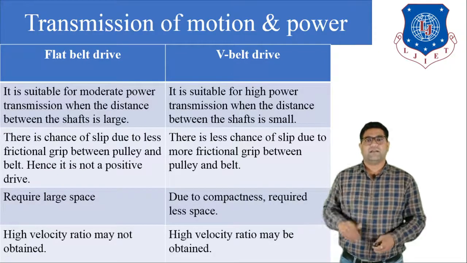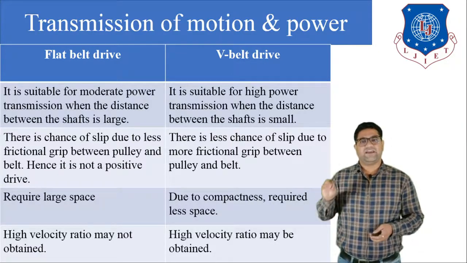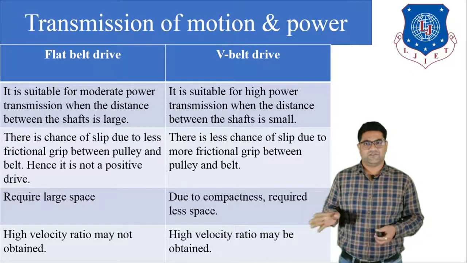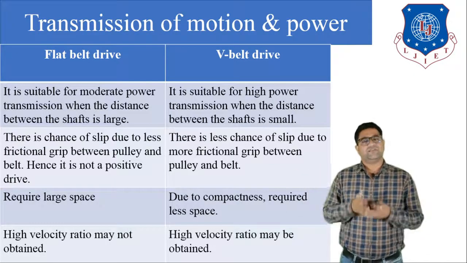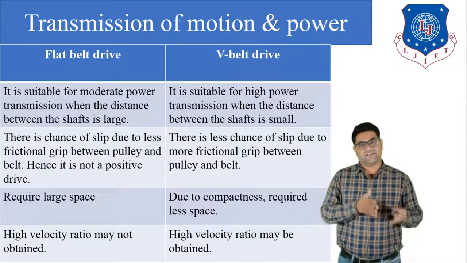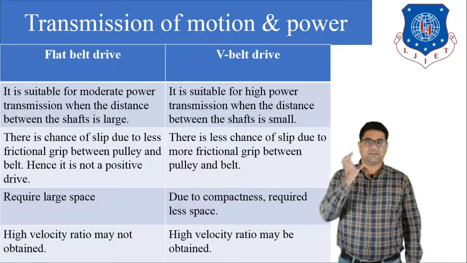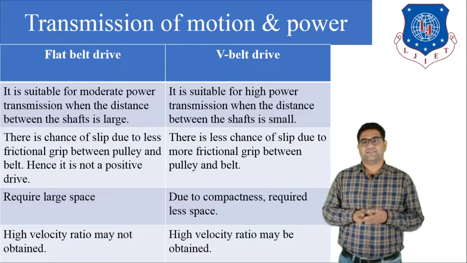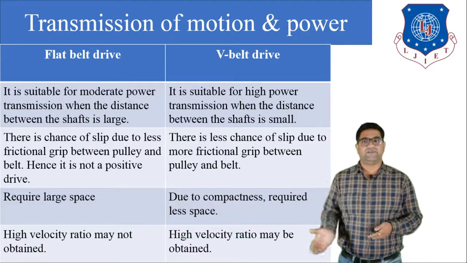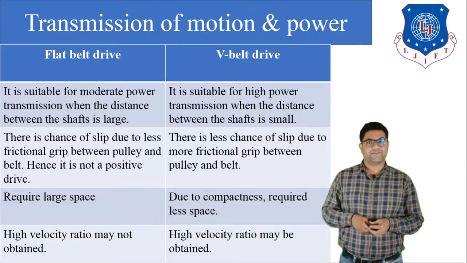Next, in the flat belt drive, we cannot generate a high velocity ratio because there is a chance of slip. But in the V belt drive, we can generate a high velocity ratio because there is very less chance of slip. So these are some basic differences between the flat belt drive and the V belt drive.